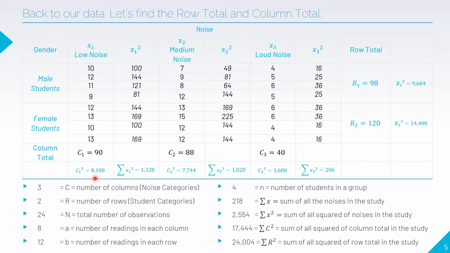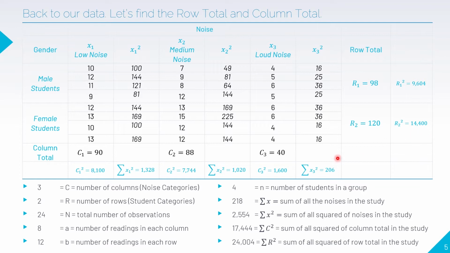So we have here 90, and the square of 90 is 8100. The square of 88 is 7744, and the square of 40 is 1600. Same as the columns, we have the rows: 98 squared is 9604, and 120 squared is 14,400.